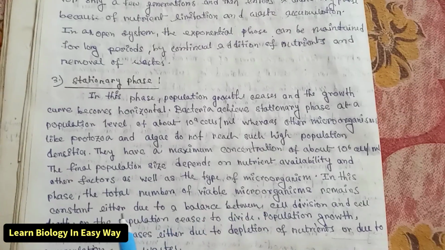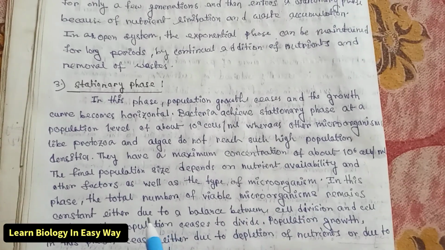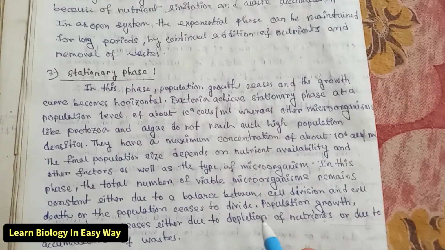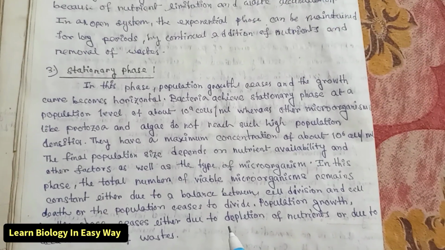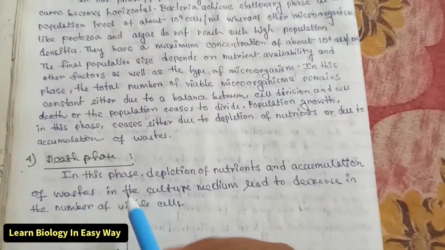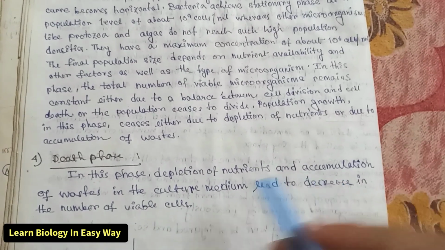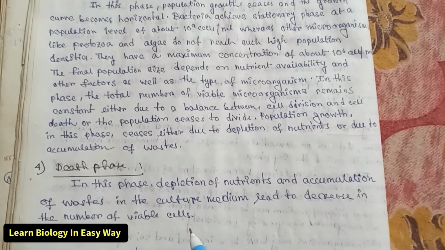In this phase, the total number of viable microorganisms remains constant, either due to a balance between cell division and cell death, or because the population ceases to divide. Population growth in this phase ceases either due to depletion of nutrients or due to accumulation of waste. Next, death phase. In this phase, depletion of nutrients and accumulation of waste in the culture medium lead to a decrease in the number of viable cells.